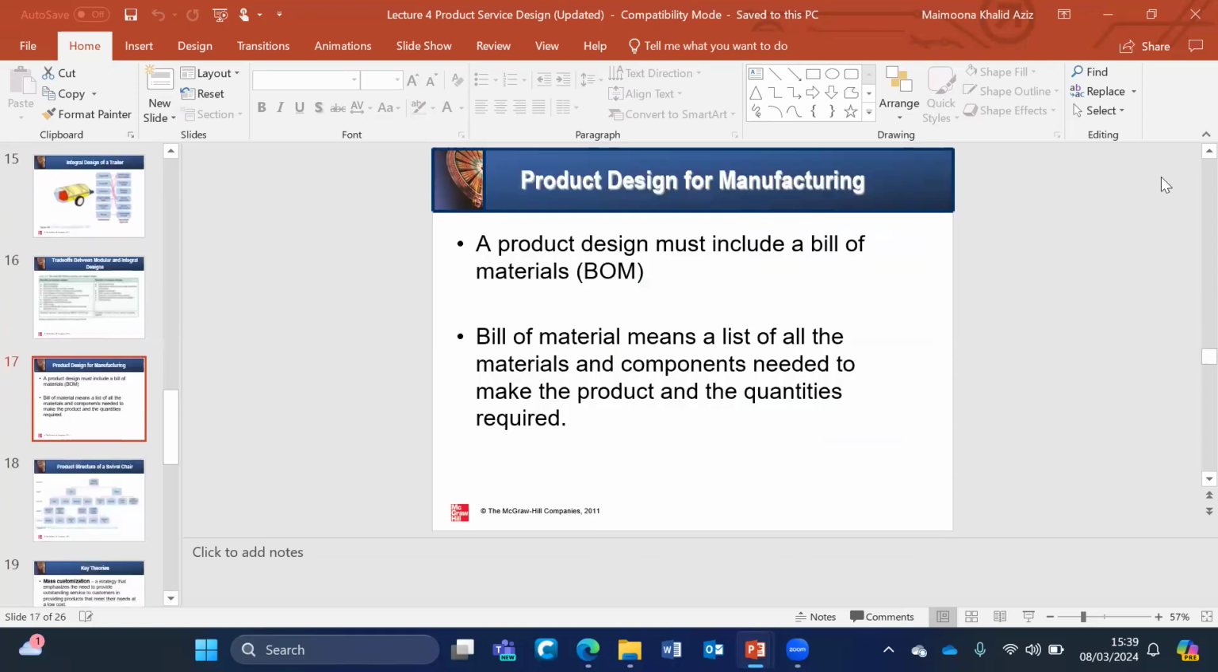Now, let's move on to these two concepts. There is something called BOM in product design, and this refers to a bill of materials. Now, this bill of materials is a piece of paper that has a list of all the materials and components that are needed to make the product and the quantities required. That means even the smallest screw will be listed in this bill of materials.